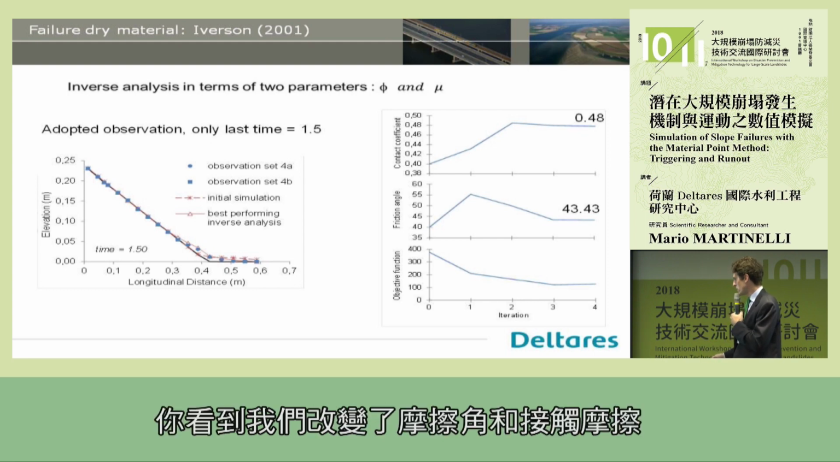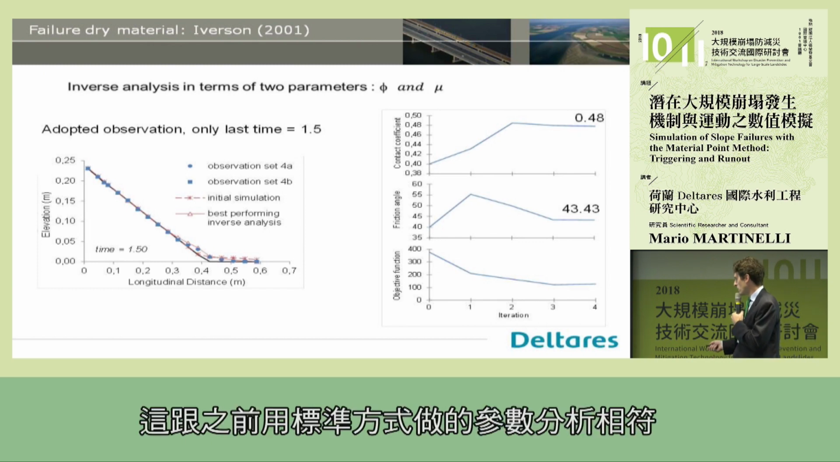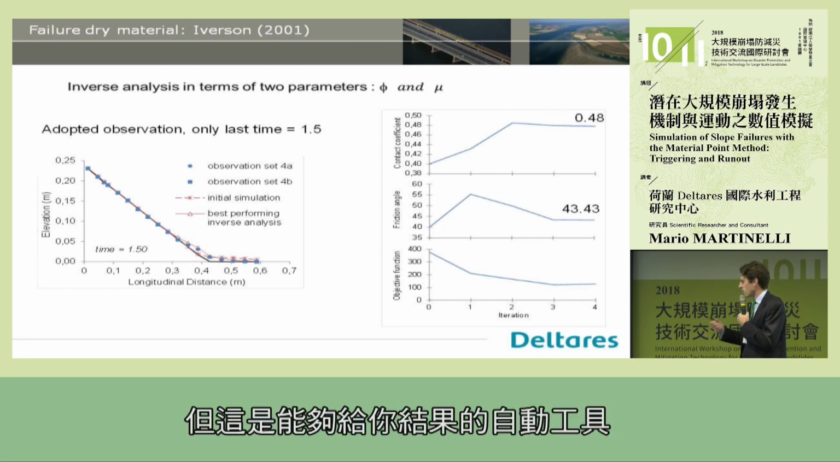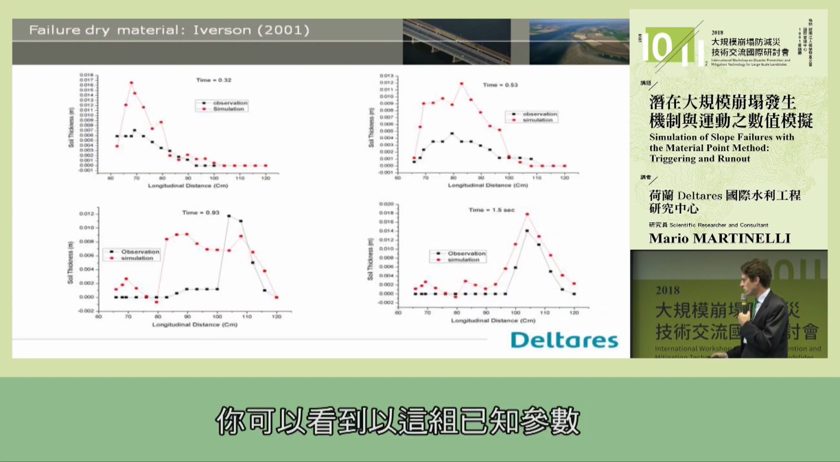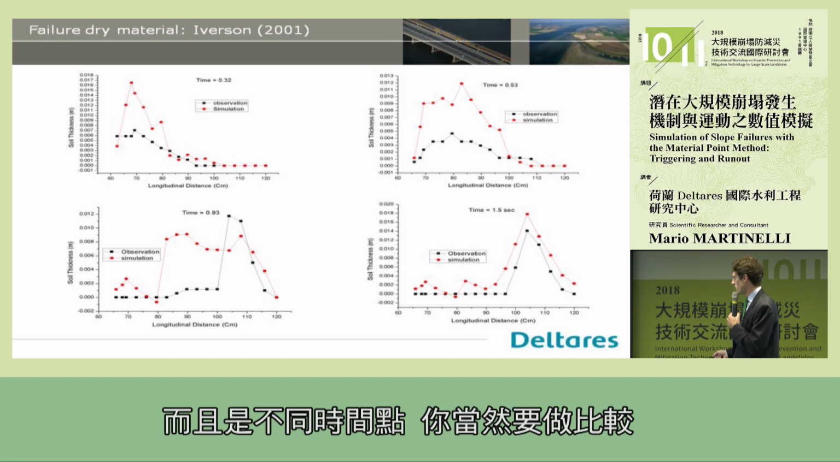You see iterations, and we change the friction angle and the contact friction, and then we find the optimal set of parameters that gives the best fit. This is in line with the previous study that did the parametric analysis in a standard way. But this is an automatic tool that can give you the result. And you see that with this given set, you can also include all the observations that you can find, also at different time instances, and compare.